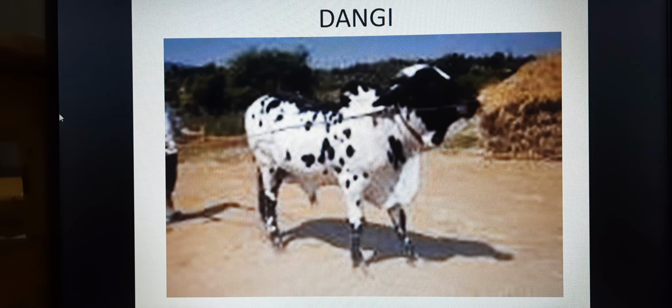This is Dengi. Due to its different colors, it is termed as Dengi, and it is a very good draught cow.